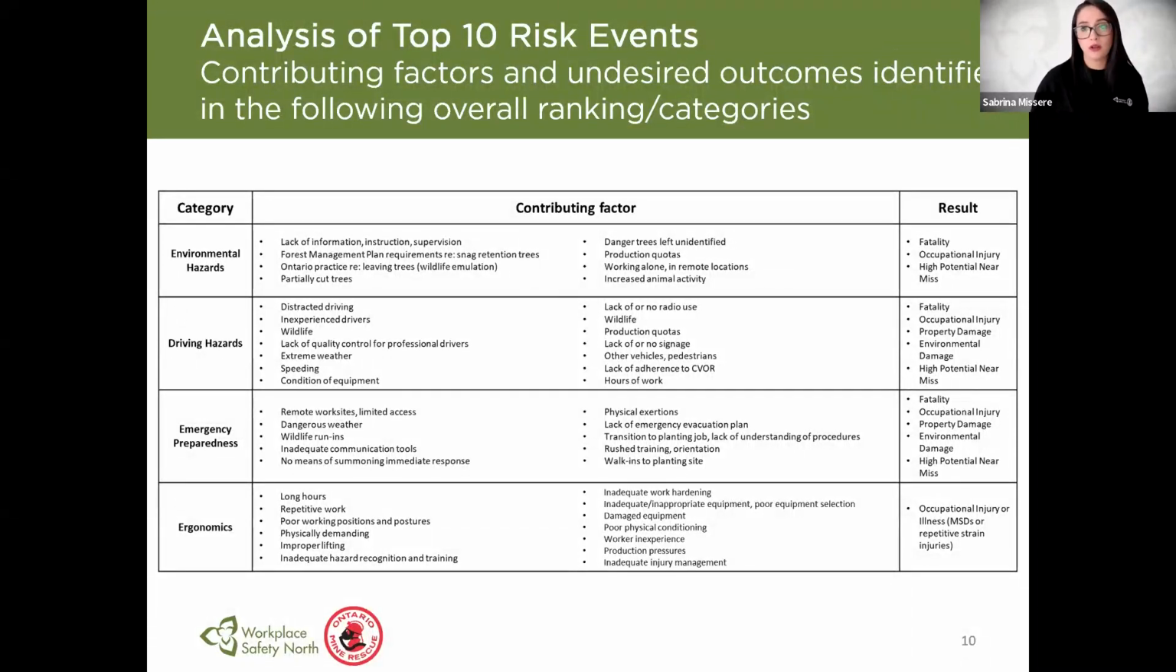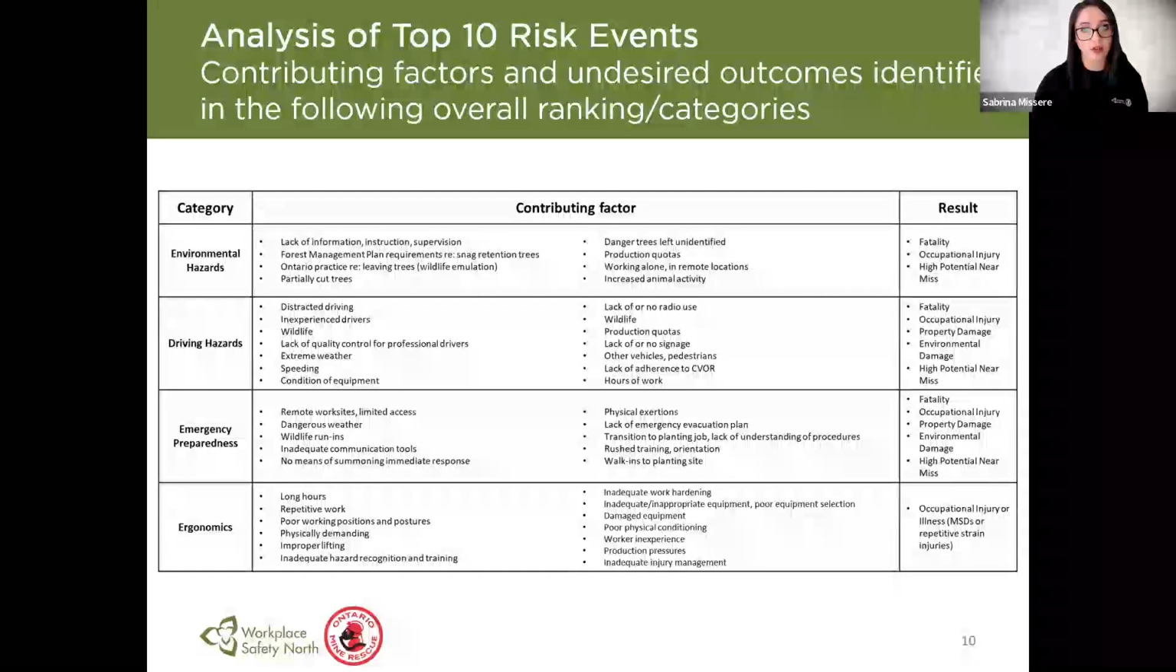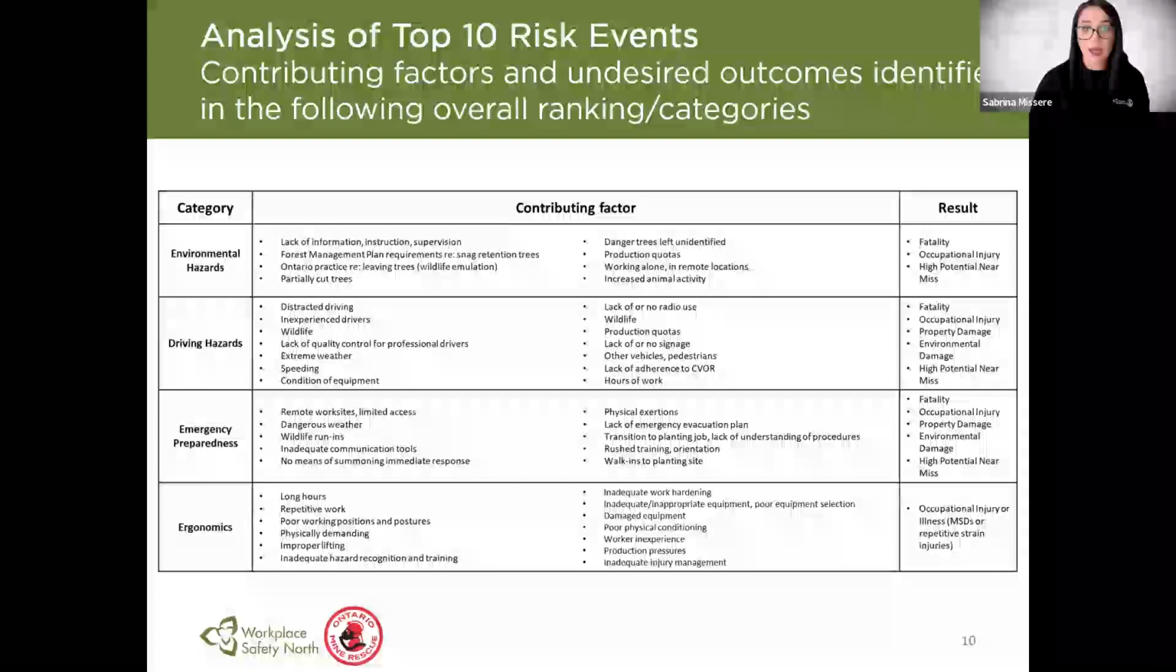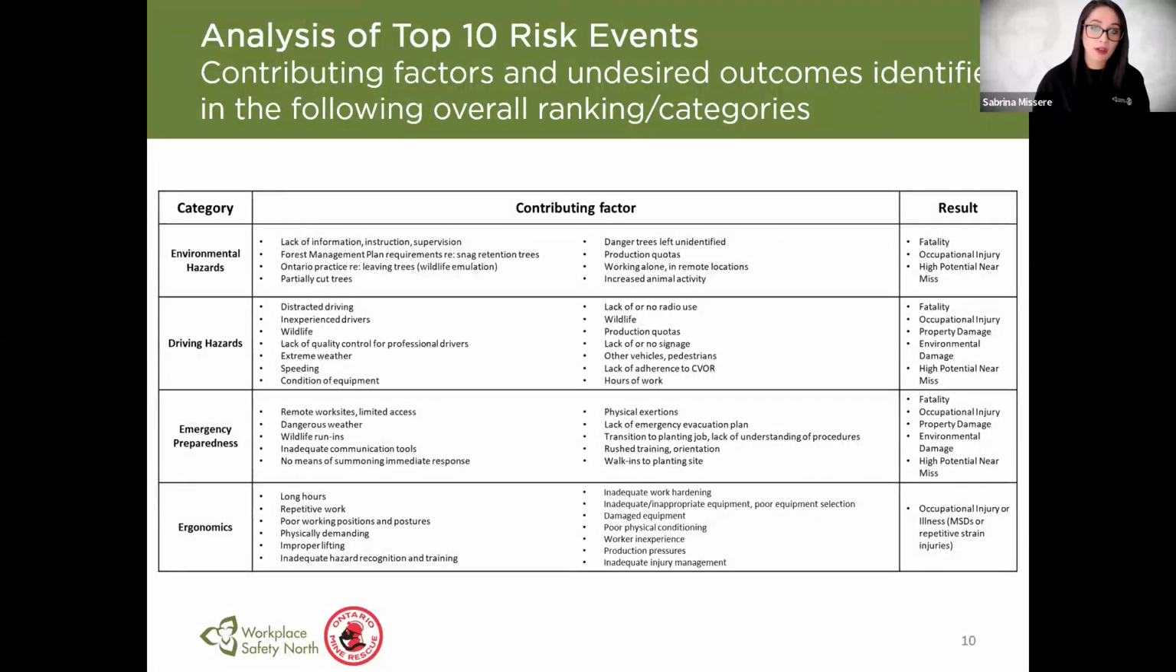But the group didn't want to lose sight of the fact that driving hazards also contributed 40% of the top 10 risks. And when we look at the contributing factors for those 4 events identified in the top 10, driving related events had the following consistent contributing factors. So we had distracted driving, inexperience, speeding, wildlife, lack of adherence to CVOR, lack of or no signage on the roads, hours of work, etc.